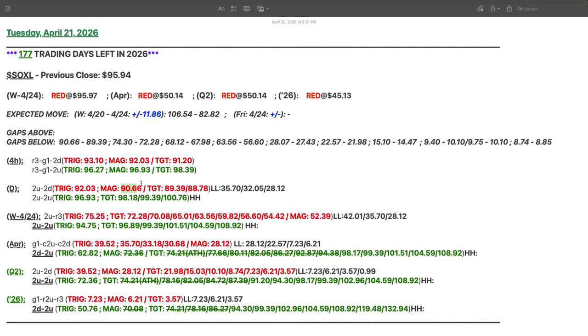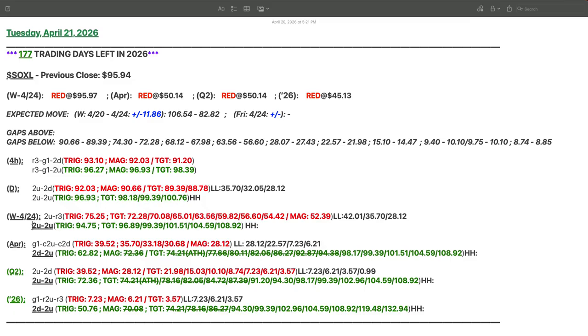As far as the day is concerned, we go 2 up, 2 down at 92.03, magnitude being 90.66. Should we get some momentum and actually get a reasonable pullback tomorrow, we do have some extended targets out here for you. But if we go 2 up, 2 up, continuing to the upside, that does trigger at 96.93, and we have some extended targets listed out here for you as well.